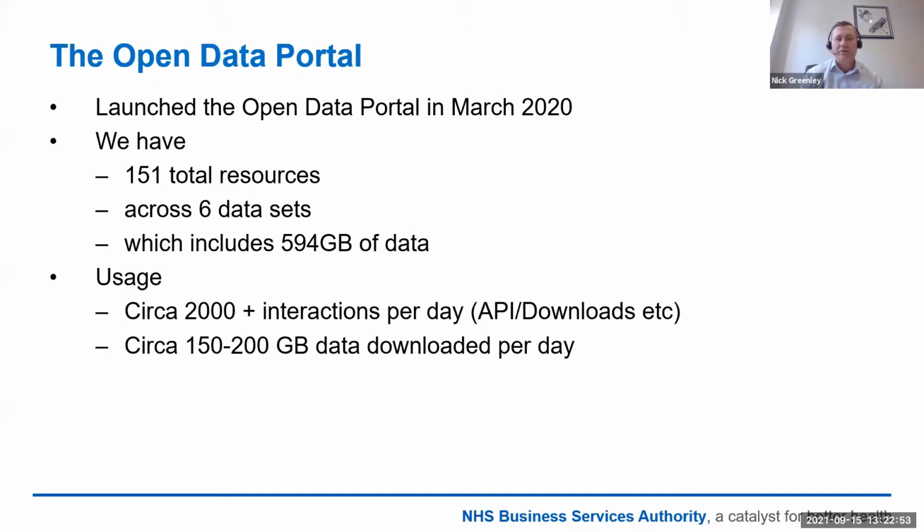So I pulled off some stats very quickly before we joined the call. I just picked a random day in July. We had over 2,000 interactions on that day. There were APIs, Explorer interactions, and just downloading the actual files, and that was around 150 to 200 gigabytes of data. So as you can see, we do have large volumes of data on there.